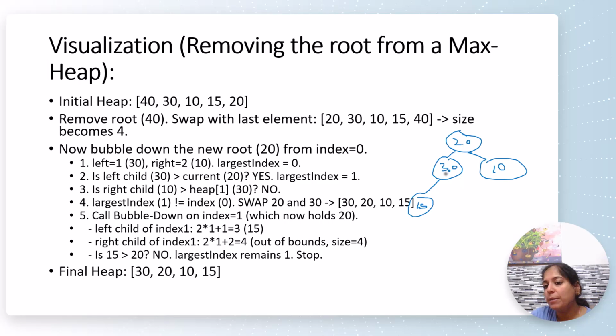So 20 will be compared with 30 and 10. 30 is greater than 20, so we will swap these elements. So it becomes 30 here and it becomes 20. And now we can see the heap property is maintained, because if we compare 20 with 15, 20 is greater, so nothing will happen. So your final heap becomes 30, 20, 10 and 15.